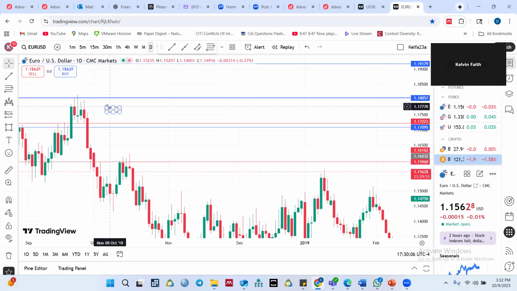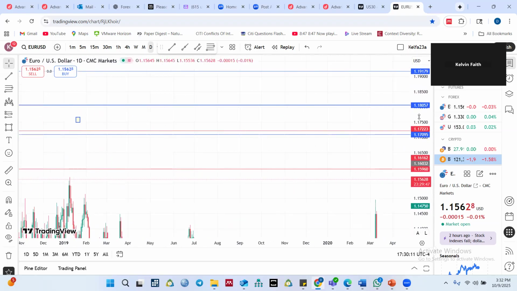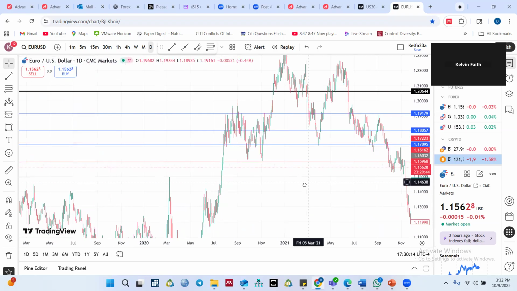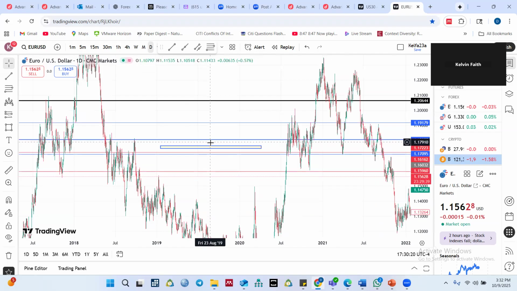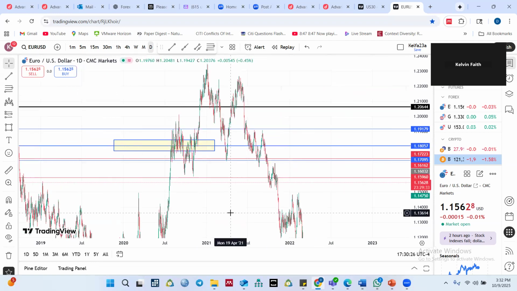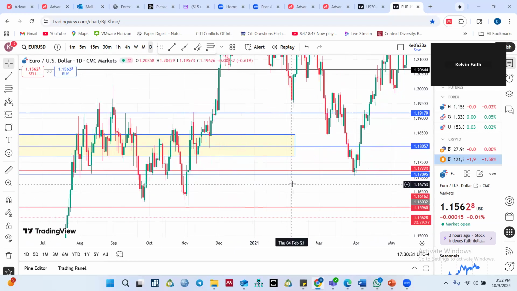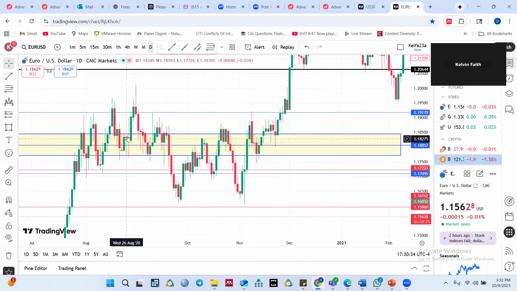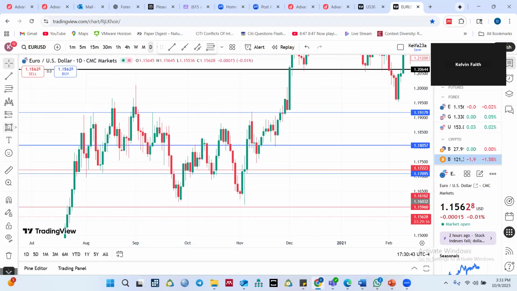We keep moving forward. Just pay attention to the blue line. Okay, so we come here. Now, when you get here, I've put a yellow line in between that. Finally, we were able to get a body close above the blue line.